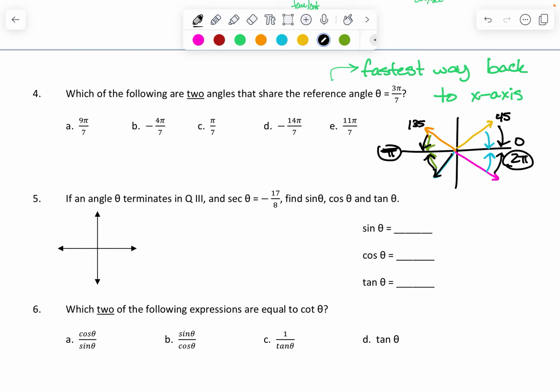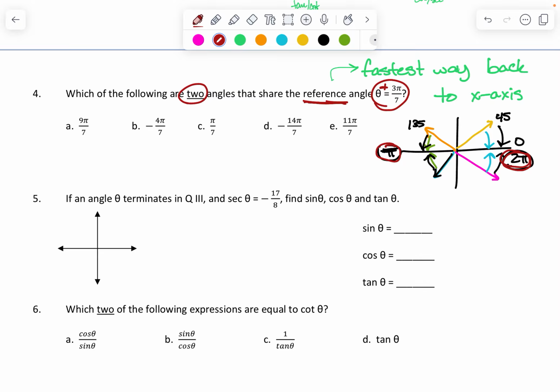So for this particular question, it says, which of the following two share the reference angle of 3 pi over 7? So remember, the reference angle is always positive, no matter where you are. And so think about it. Which two of these choices, to either get to pi or to get to 2 pi, would need another 3? Okay, really think about this. Which ones would need another 3?